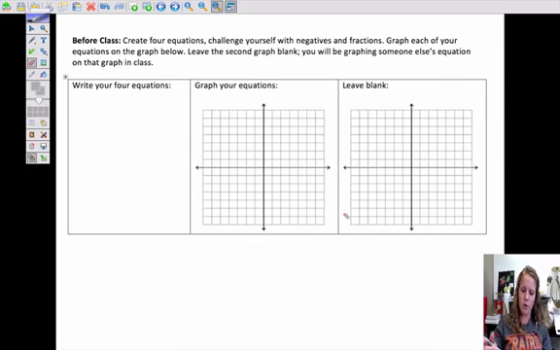But before class, I'd like you to practice. Create 4 standard form equations. Challenge yourself with negatives and fractions, and then graph each of your equations by finding those y and x intercepts. Again, leave this second graph blank so that we can do some in-class work with it.